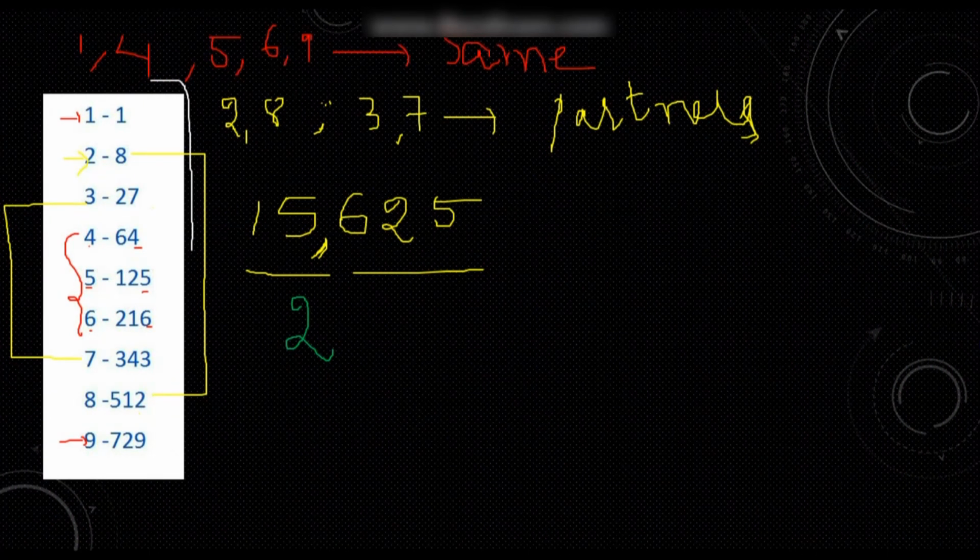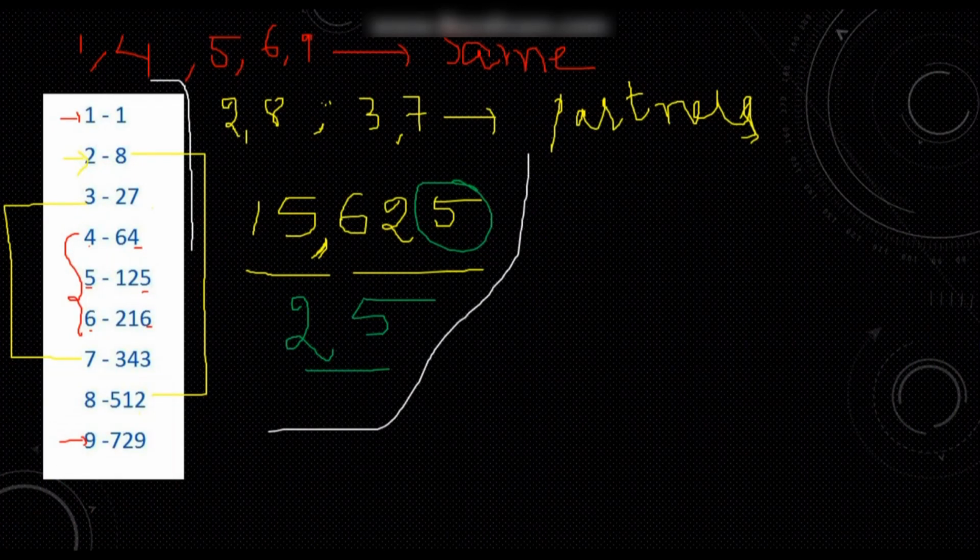And now for the other part, consider only the last digit 5, and we have seen that for 1, 4, 5, 6, 9, the cube ends in the same digit. So when we have a 5 here, just put 5 blindly. So that is the answer: 25 cubed is 15,625. That's how we do it.